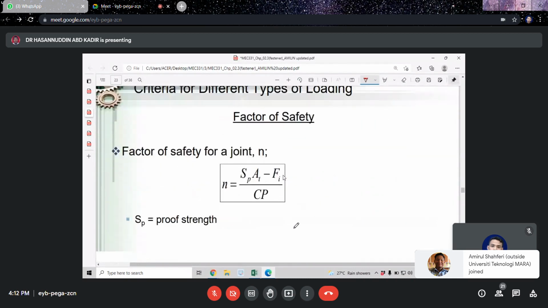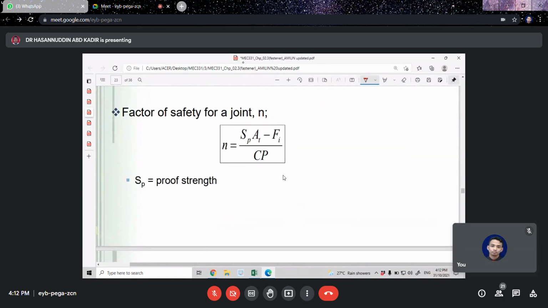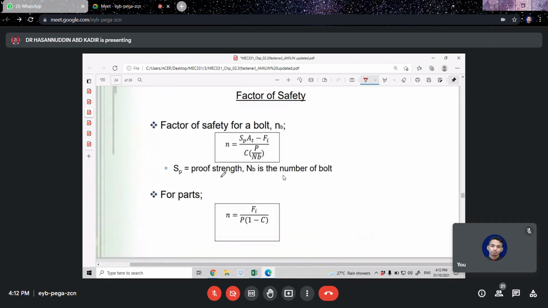Ini lepas tu dia akan ada have some safety factor. Ni semua kamu boleh masukkan lah value dia ni. Sama juga. Dia determine dia punya CP ni semua sama macam atas tadi. SP the proof strength. Sama juga macam atas. Ini pun sama jugalah. Kamu boleh gunakan ni, but they are different. Have a bolt and also for the part.